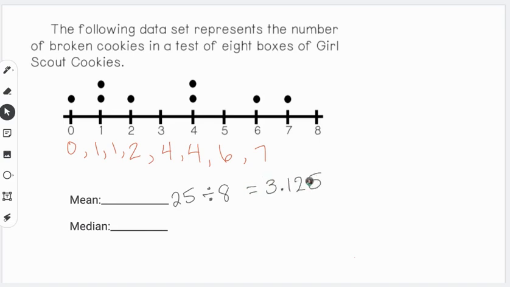All right, to get the median, I need to cross off my numbers on the left and right. So cross off 0, 7, 1, 6, 1, 4, and then I'm left with 2 and 4 here. So I want to know what's directly between 2 and 4. If you don't know that, then you're going to add up 2 plus 4, which gives us 6. And then I divide it by 2 because there's 2 numbers in the middle. And 6 divided by 2 is going to give us 3. So the median is 3. The mean is 3.125.